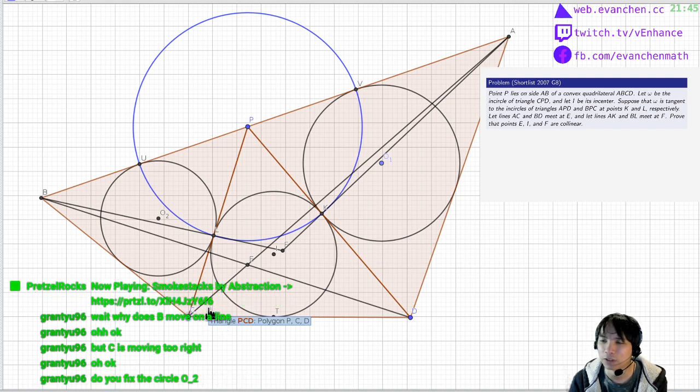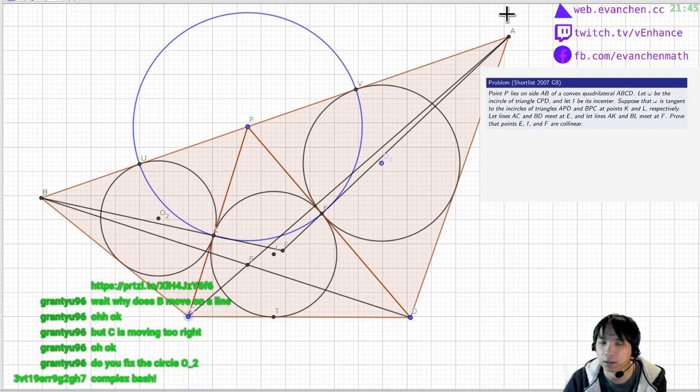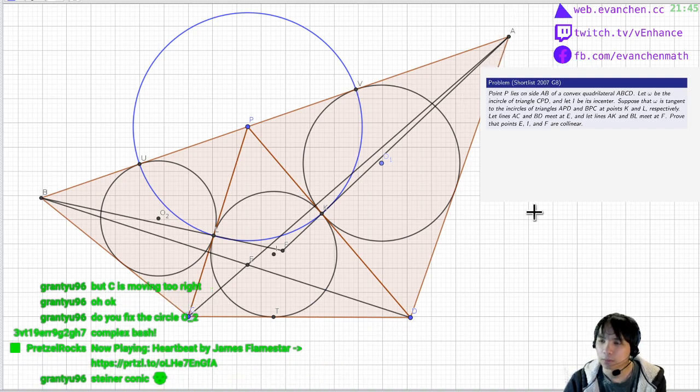Yeah, you fix all three circles and the blue circle. So all the blue stuff and the circles are all fixed, and the only thing that's moving is B, C, D, and A. Honestly, complex bash is... I don't know.